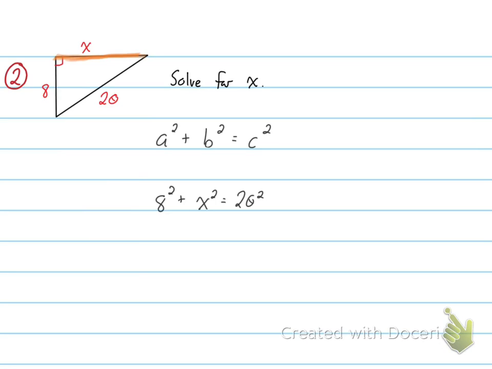From here, I'm going to square both of those numbers. So now I'm left with 64 plus x squared equals 400. I'm going to solve for x from here, so I'm going to subtract 64 on both sides. I'm left with x squared equals 336. Last step here is going to be to square root both sides to get that x by itself. And I got a decimal here. I'm just going to round it to 2 decimal places. I'm left with x equals 18.33.